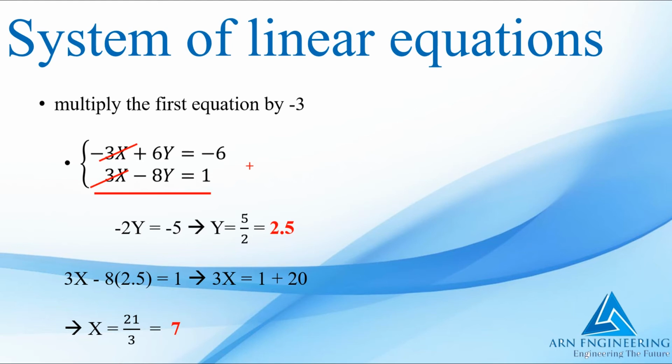And as we can see, we'll get 3x minus 8 times 2.5, which is 20, being equal to 1. And if we rearrange the equation, we get an x value of 21 over 3, which is equal to 7. So as we can see, this solution is consistent with the previous one, which means that it doesn't matter what value we choose to achieve this stage where we can cancel out a variable, as long as we do reach this stage.